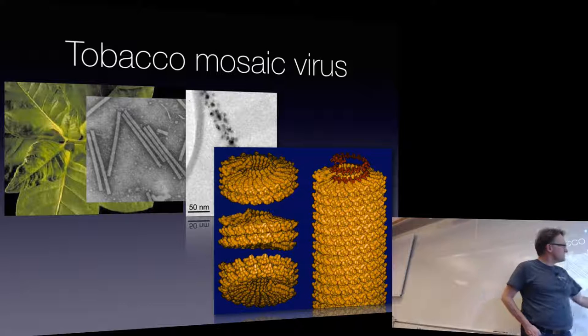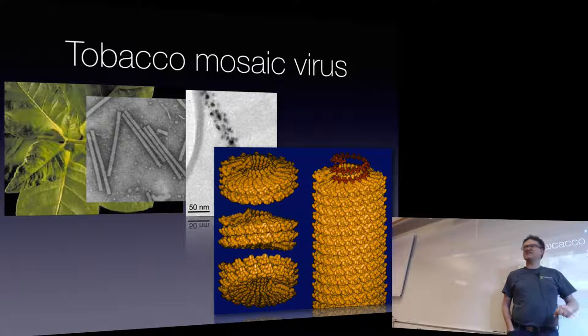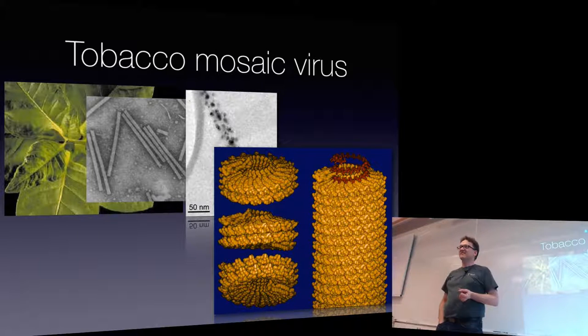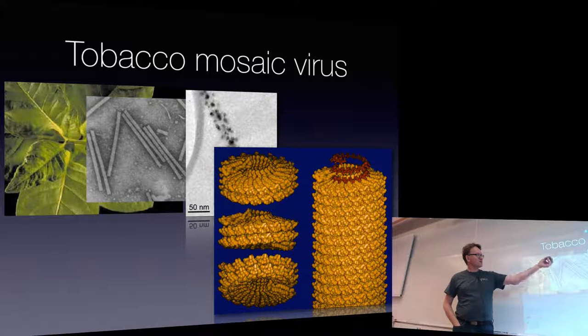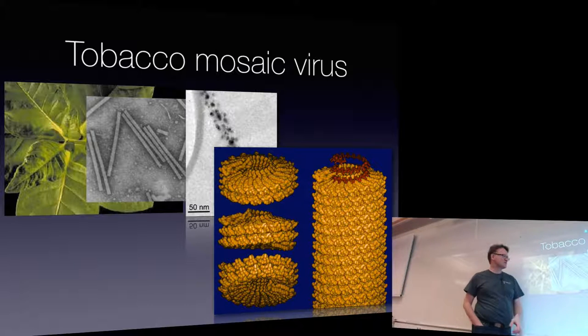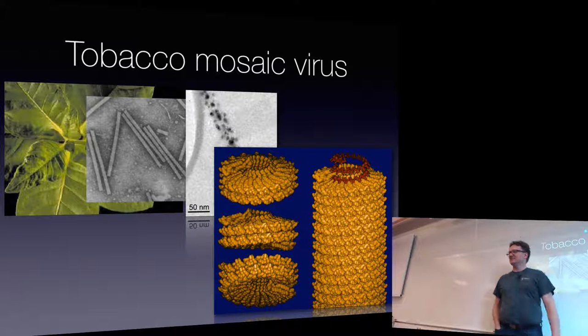And then you have something else, the red part in here. What is that? It's RNA. So what the virus will do, this virus will infect the cell in the plant, and then these will unfold and release the RNA. What does that RNA code for? It codes for more of this protein. And that's it.